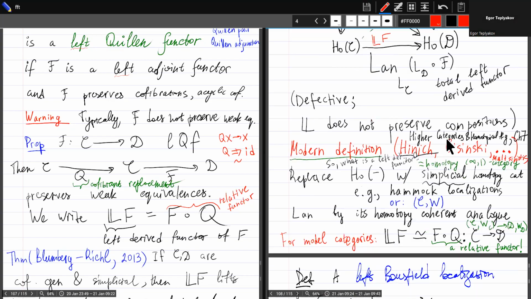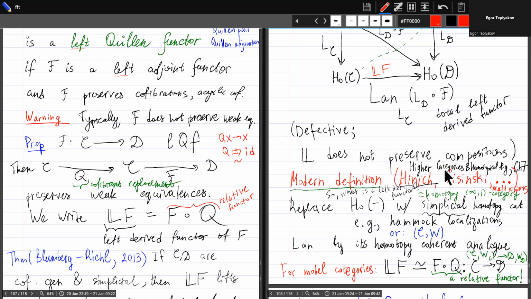Please, may you discuss the intuition of the notion of a relative functor? With which functor? Relative functor. Intuition. A relative functor is just a functor that preserves weak equivalences.